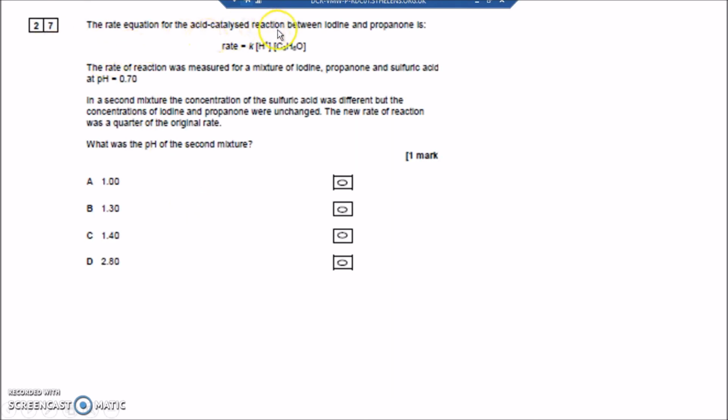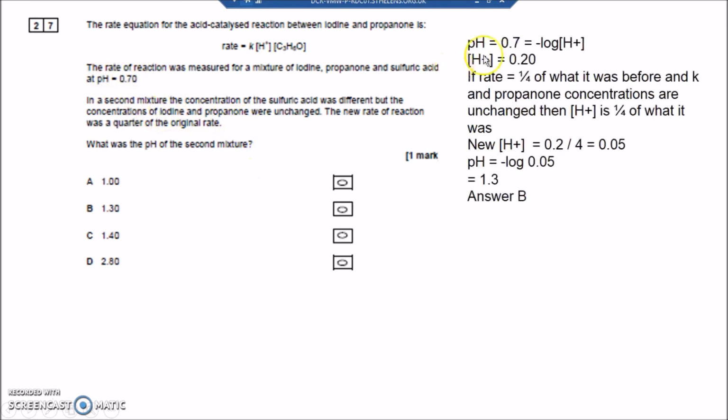The rate equation for an acid catalyzed reaction between iodine and propanone, there's the propanone, is this. The rate equation was measured for a mixture of iodine, propanone and sulphuric acid at pH 0.7. So immediately I'm thinking, why would they give me pH as 0.7? Well, pH is minus log to the base 10 of hydrogen ion concentration, so they want me to work out the hydrogen ion concentration, otherwise they wouldn't have given me pH. So let's do that first.